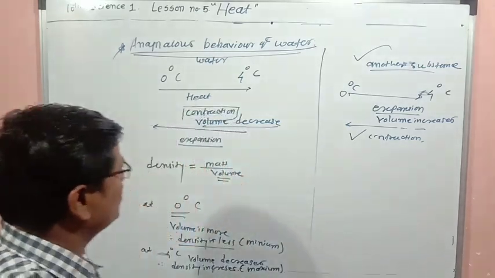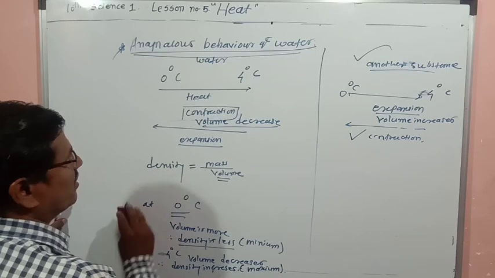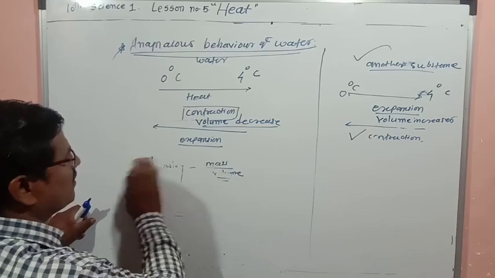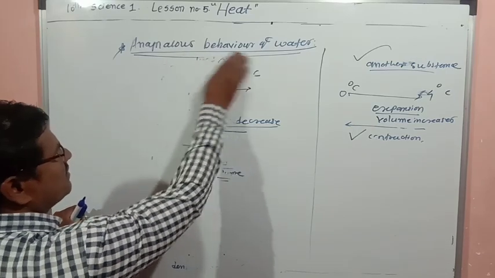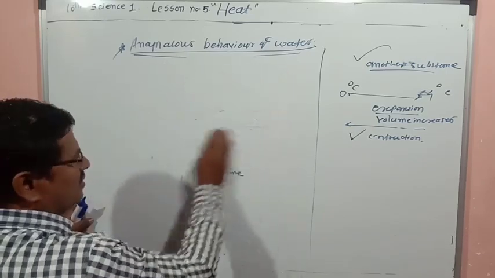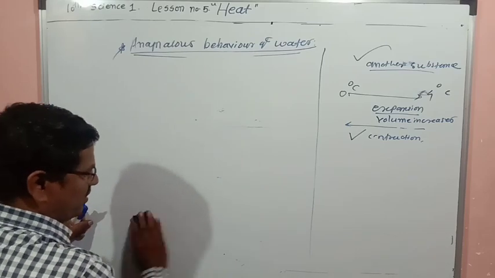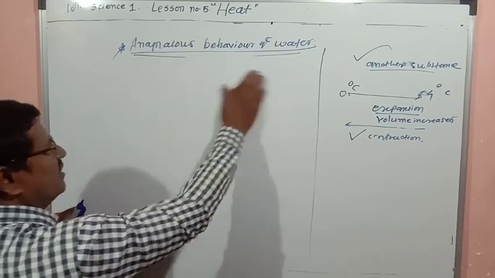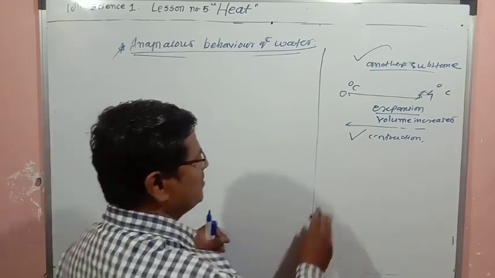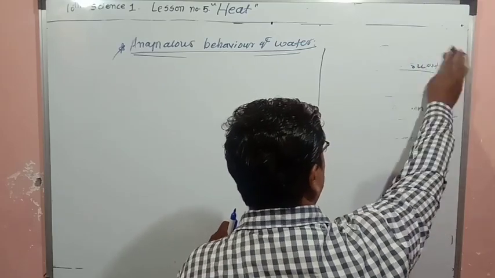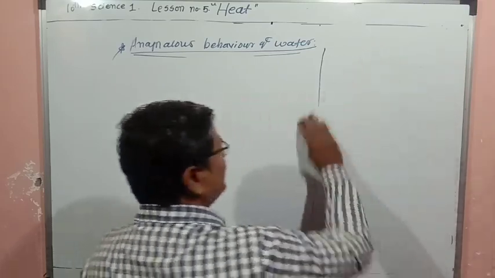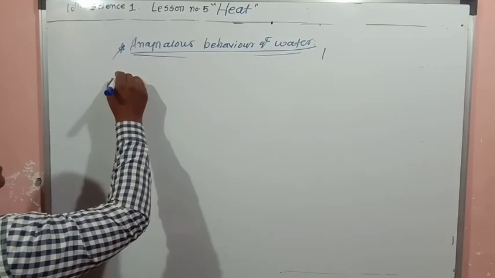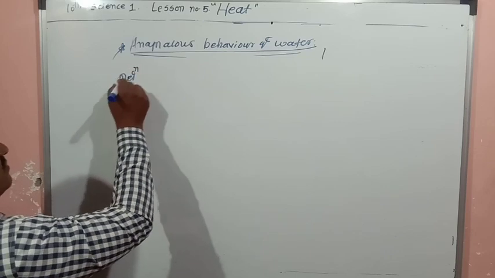In other words, we will write: in the case of water, when you heat water from 0 to 4 degrees Celsius, contraction takes place. If you cool water from 4 to 0 degrees Celsius, expansion will take place. This behavior of water is called the anomalous behavior of water. So, the definition you can tell.